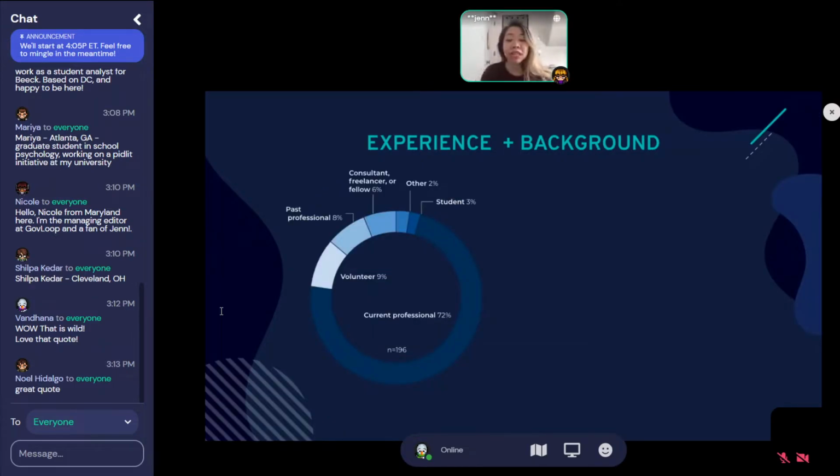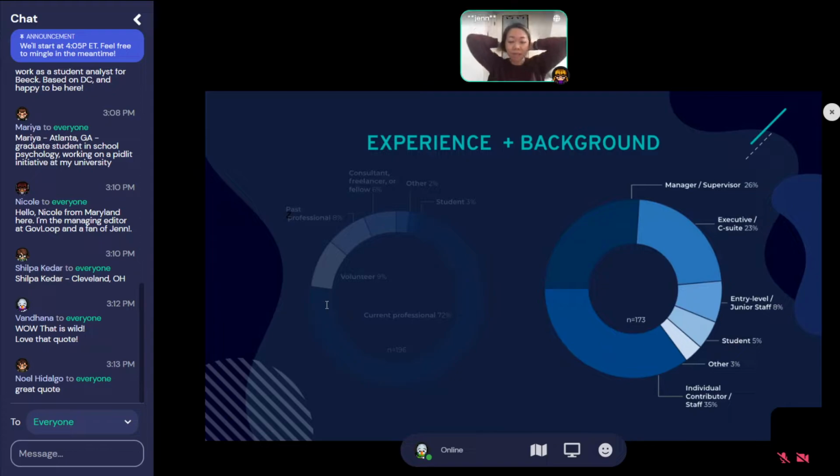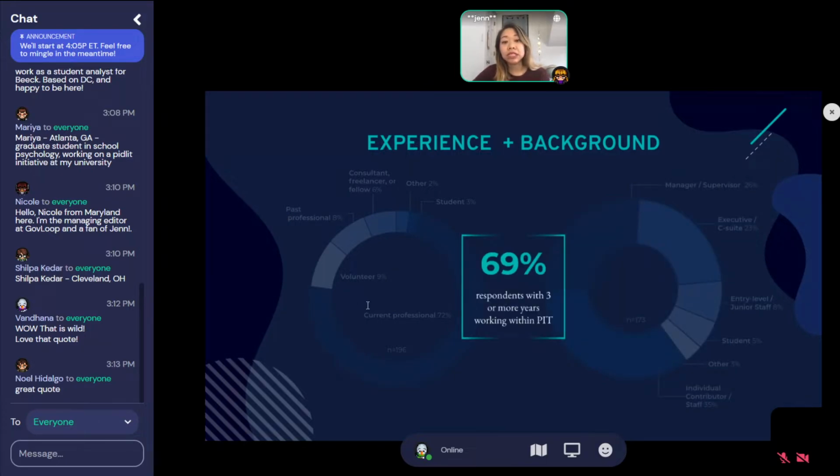And a majority of the folks indicated that they're currently working for public interest tech right now, followed by volunteering, and then folks who had worked for a PIT org in the past. 35% of respondents work at the individual contributor level, followed by 26% working as a manager or supervisor, and 23% at the executive or C-suite level. And so this matches our findings for years of experience in the public interest tech field as well. We tallied it up, and 69% of our respondents had 3 or more years working in the PIT field. So our survey results are definitely more skewed towards mid-level and senior professionals.